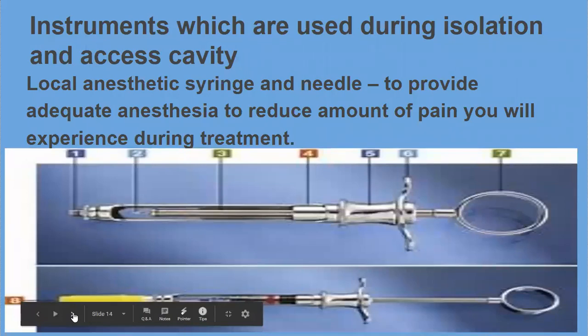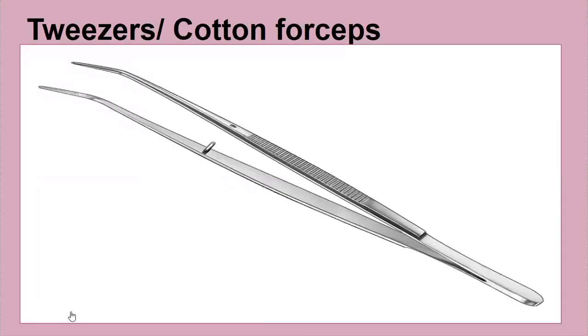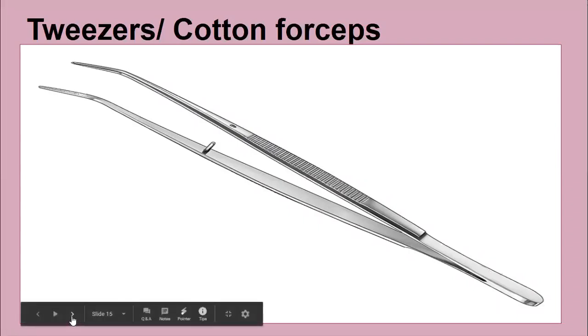So, instruments which are used during isolation and access of the cavity. Of course, you're going to numb the tooth. This is your syringe, and then you have your needle and your anesthetic down here. That's to numb the patient, and you're going to apply topical before that. All right, you need your tweezers, as we call them, cotton forceps. You're going to use this for many different things, to take things in and out of the patient's mouth.